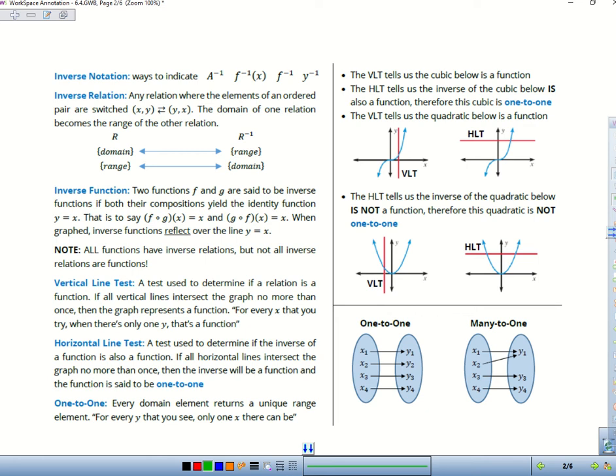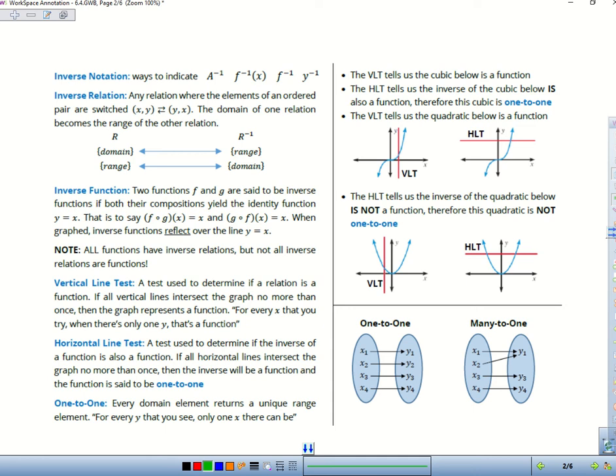Now two functions, f and g, are said to be inverse functions if both of their compositions yield the identity function y equals x. So what that means is, if you take f of g of x and it comes out to be x, and you take g of f of x and it comes out to be x, that means that those two functions must be inverses, okay? We'll talk a little bit more about that in 6.5. And every single inverse function will be a reflection over the line y equals x.